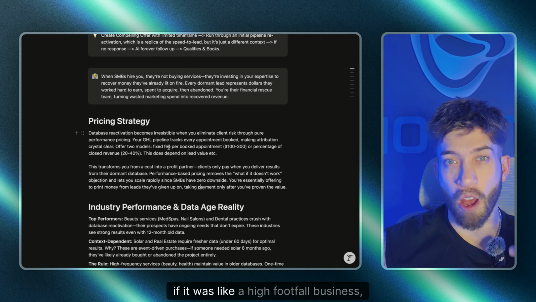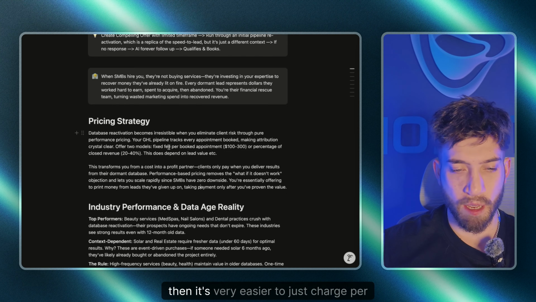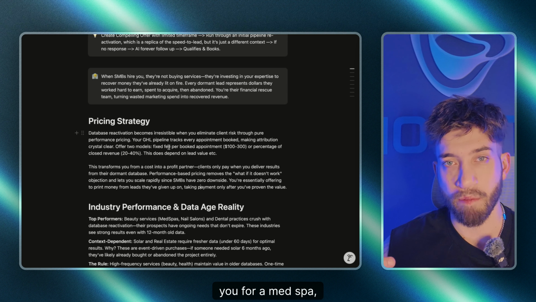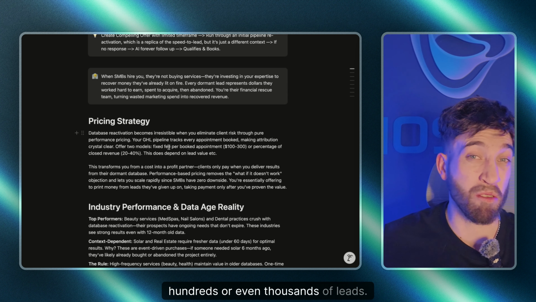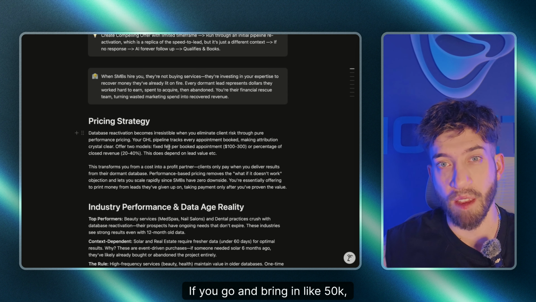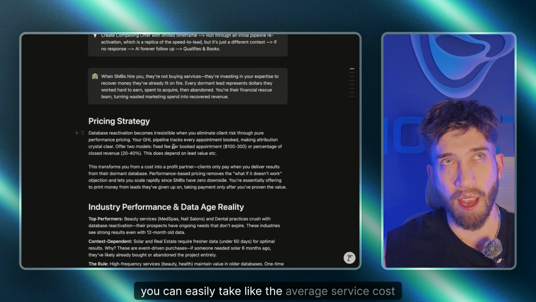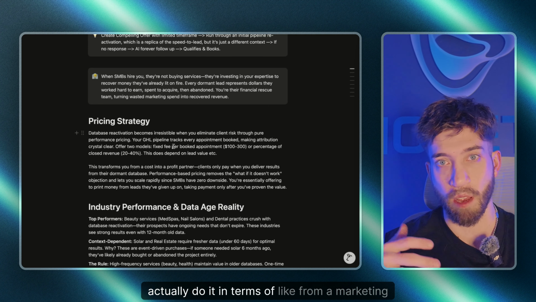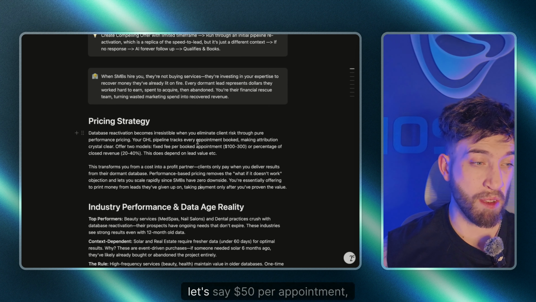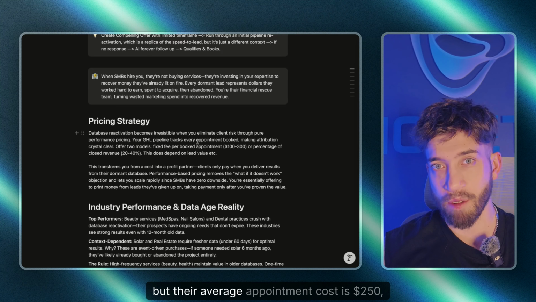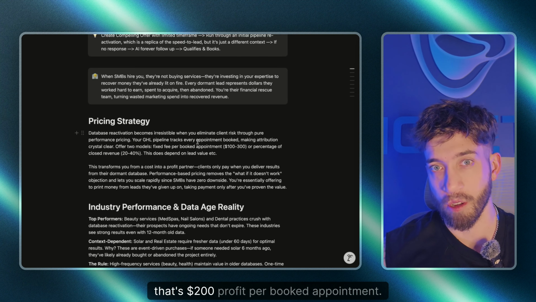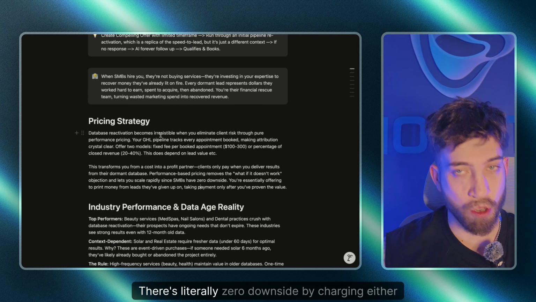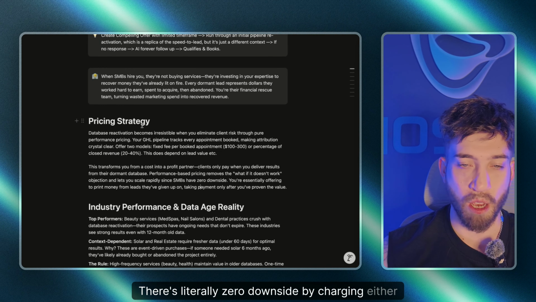For me, if it was a high footfall business, then it's easier to just charge per appointment. For example, a med spa that's got hundreds or even thousands of leads, if you go and bring in like 50k, you could easily take the average service cost for them. It's going to cost them nothing, by the way, in terms of marketing spend. If you charge them, let's say, $50 per appointment, but their average appointment is worth $250, that's $200 profit per booked appointment. So it's a win-win situation. There's literally zero downside with either of those models.